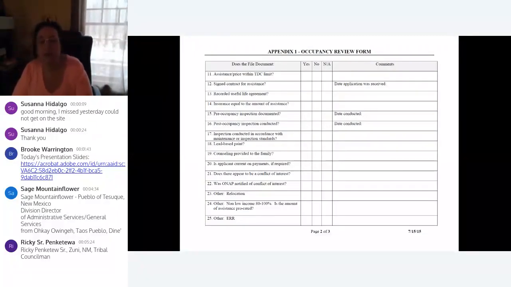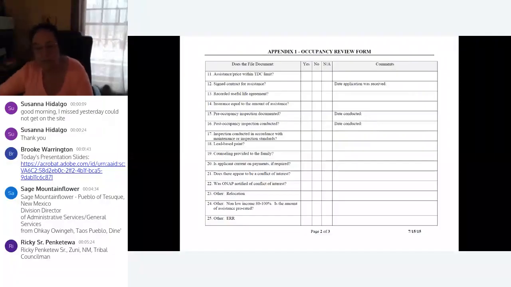Pre-occupancy inspection documented. Post-occupancy conducted in accordance with your maintenance or your inspection standards. Did you check and verify that there's no lead-based paint? Did you provide counseling to the family? Are they current on their payments? Does there appear to be any type of conflict of interest? Was HUD notified of the conflict of interest? We're going to get into that in the next couple of days too. Relocation, low income, 80 to 100%: is the amount of assistance prorated?